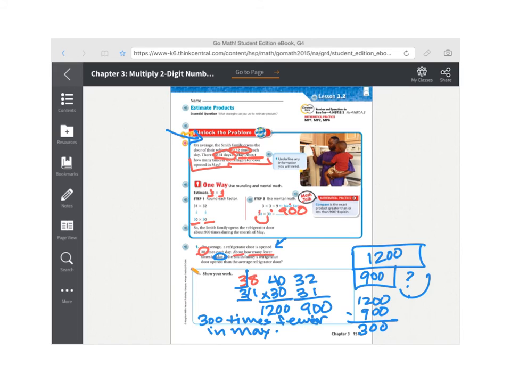Okay, good job. Just keep following the same outline. You're going to round to find your estimate. You'll do great.